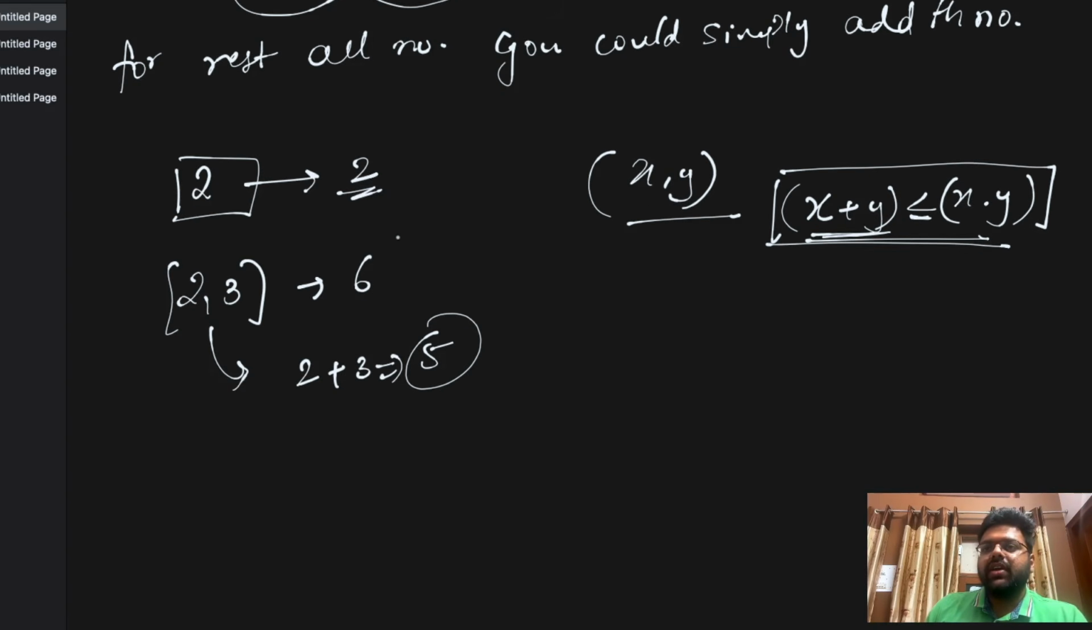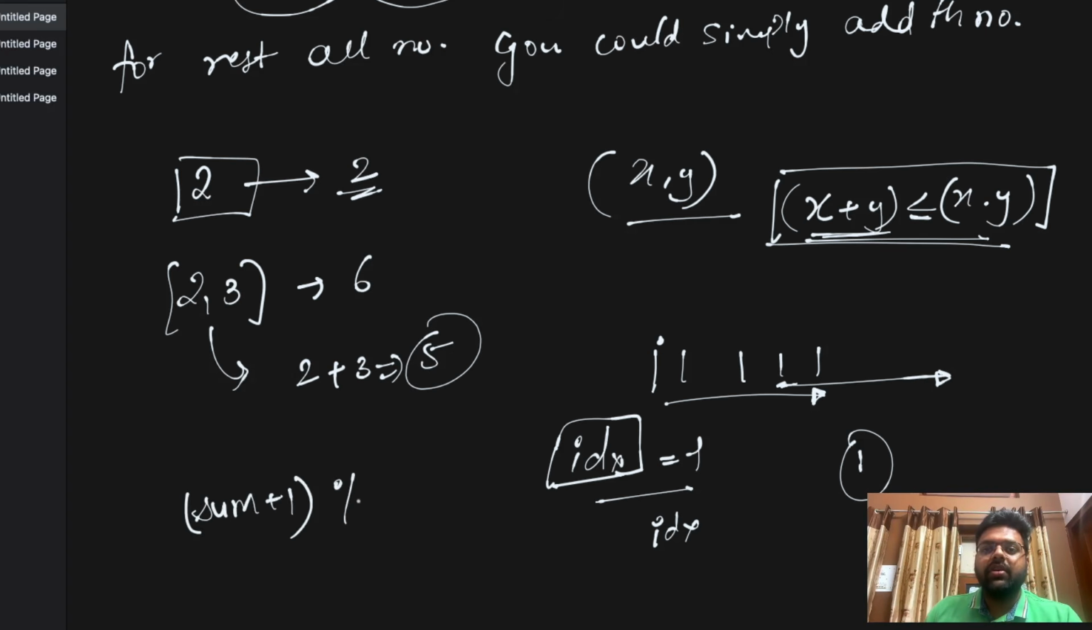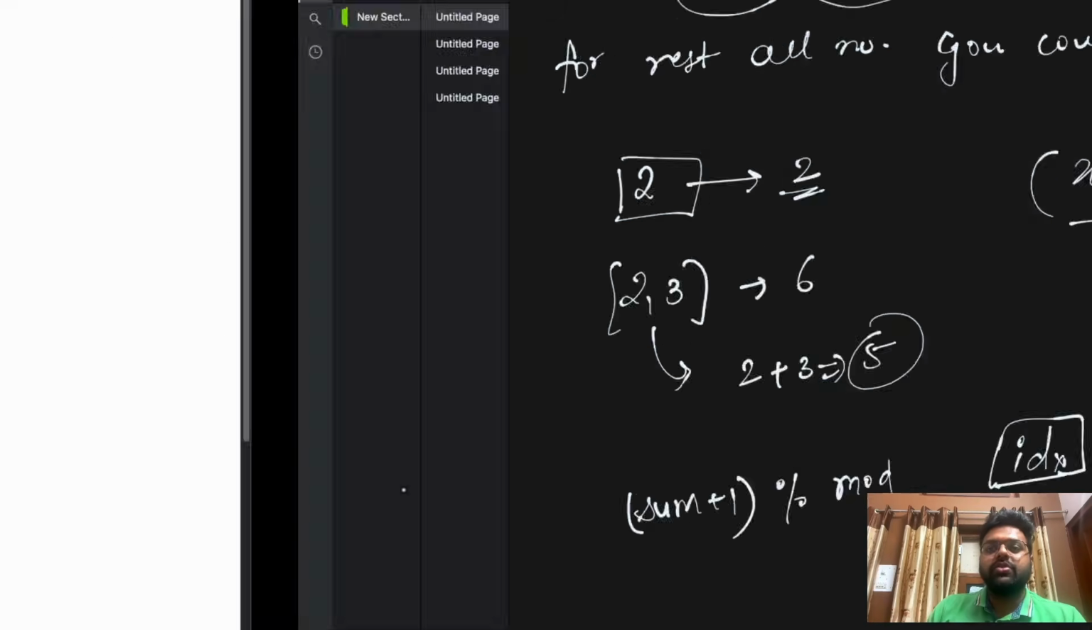We also consider some edge cases, like when there are all ones. We maintain an index idx of the last occurring element greater than 1. If idx remains -1, we know that all are 1, so our output would be 1. And if there are some ones that exist after that index, then we take the sum which we have calculated, add 1, and do the modulo. Let me show you the code as well.